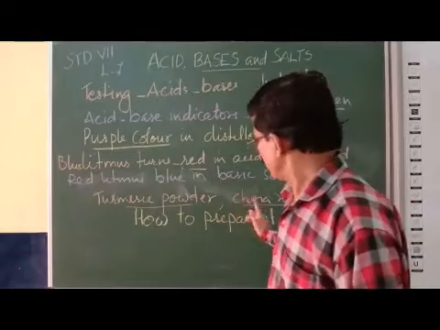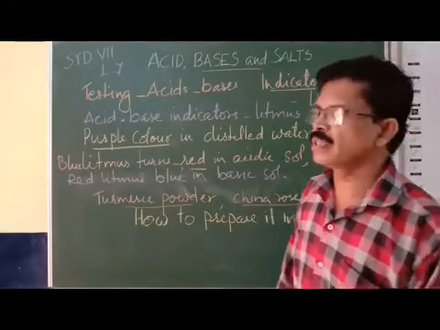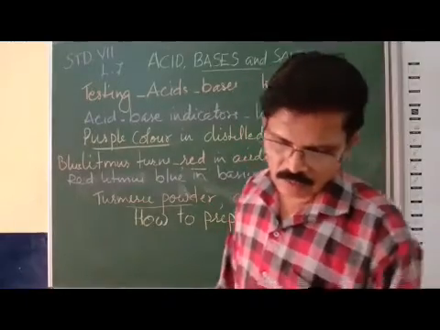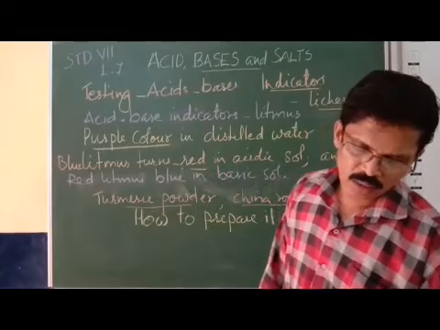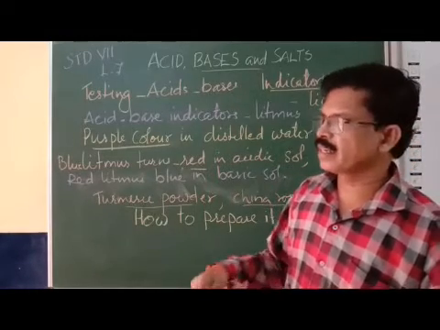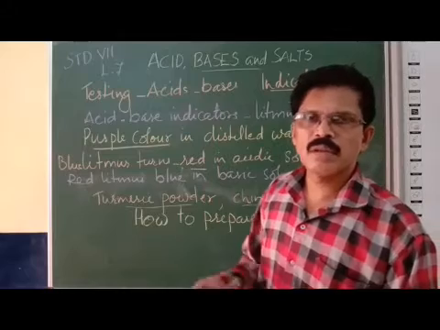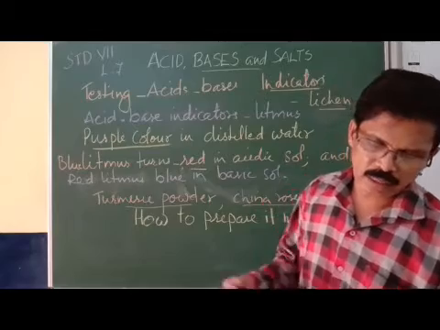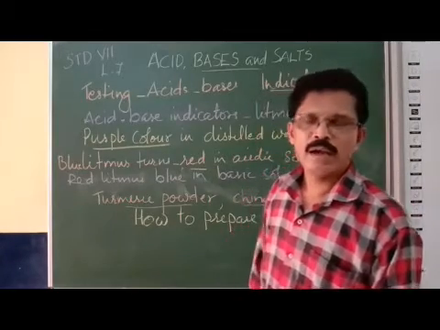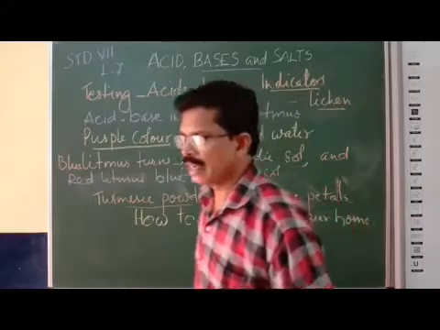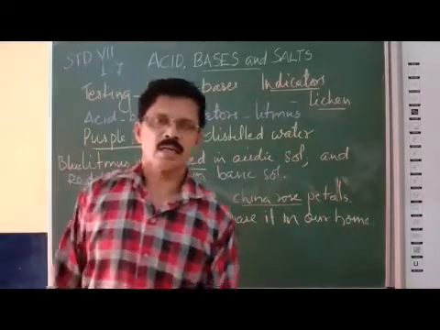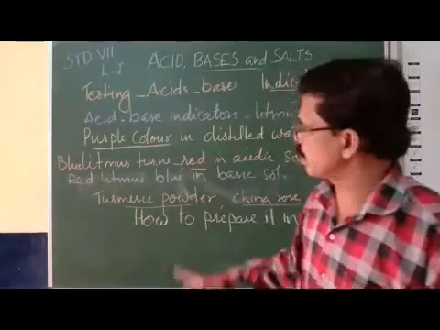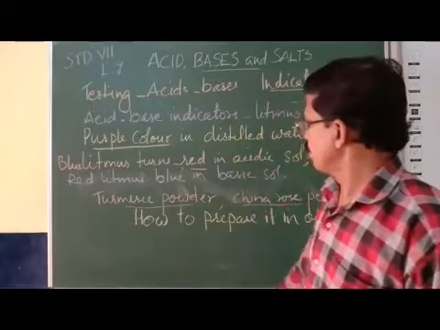At the same time, China rose petal, you know China rose, hibiscus rosa-sinensis. You can take the red colored petals and put them in a beaker of water. Take warm water and rinse it till the color becomes light reddish. That we can use for identifying. It turns acidic solution dark pink and basic solution green. So in this way we can make natural indicators like turmeric solution as well as China rose solution.